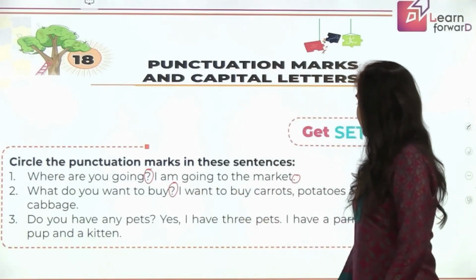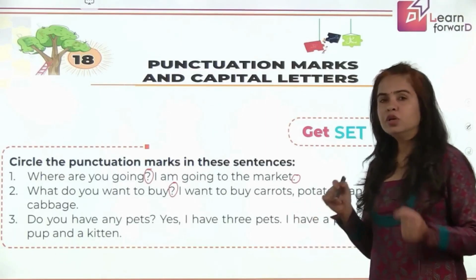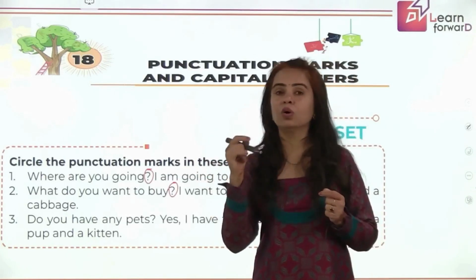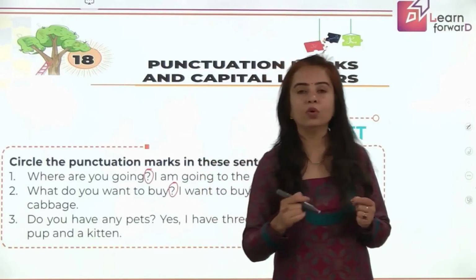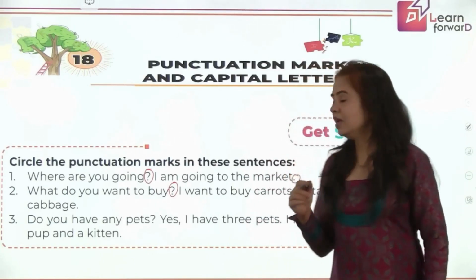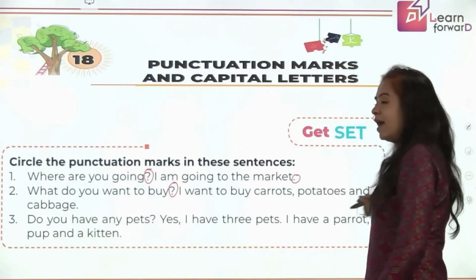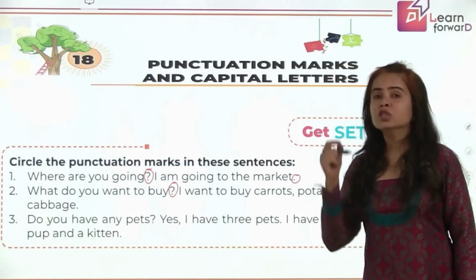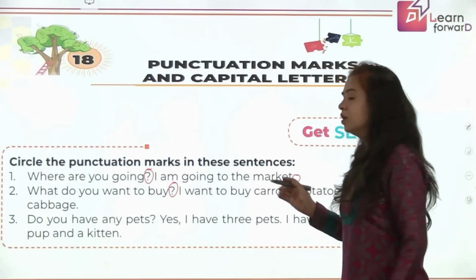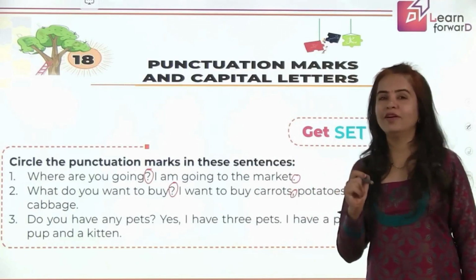I want to buy carrots, potatoes, and cabbage. So did you notice when I'm just making a list, I'm reading out or saying my list of things that I'm going to buy, I am giving a small pause there. Like, what am I saying? I want to buy carrots, potatoes, and a cabbage. So where I am giving a pause, that is to mark a separation. This is called comma.